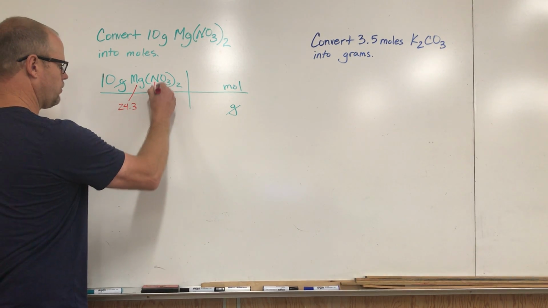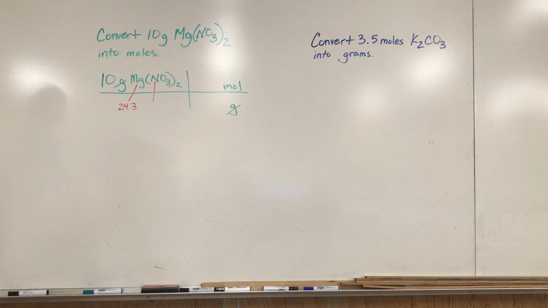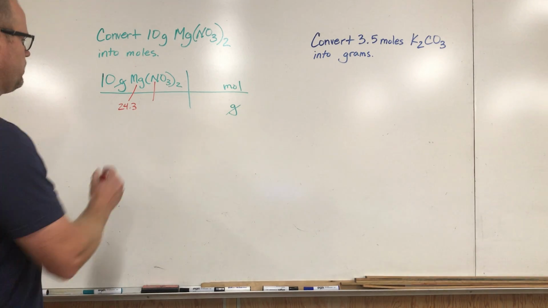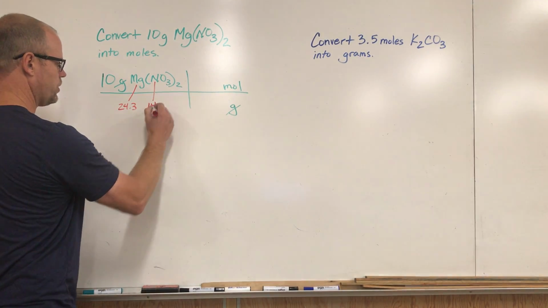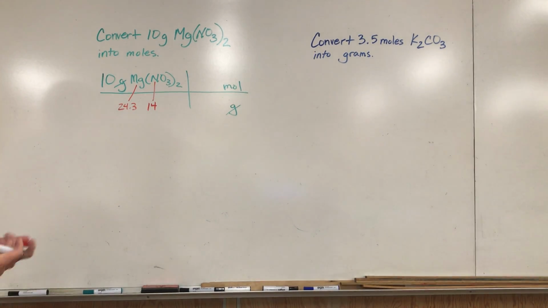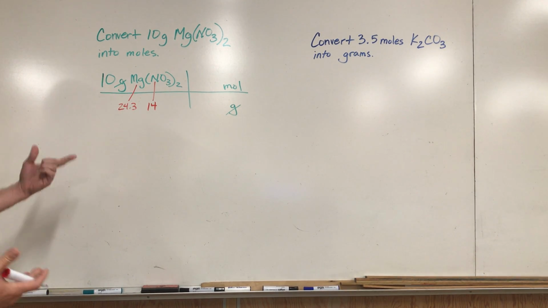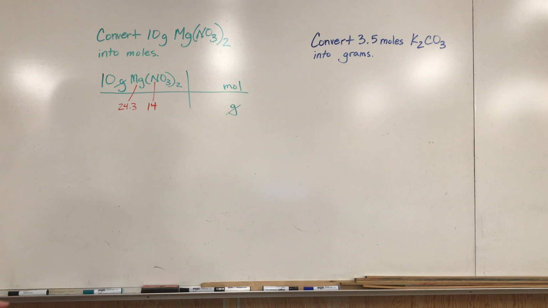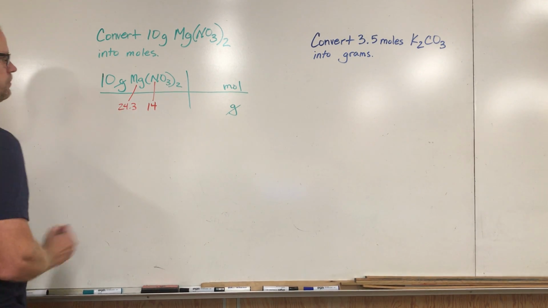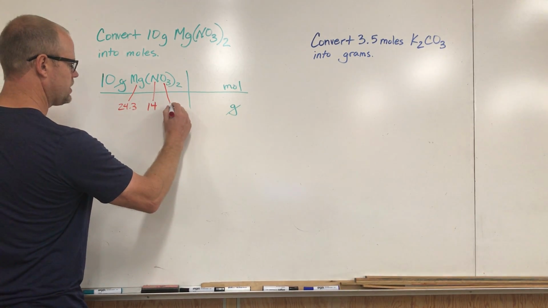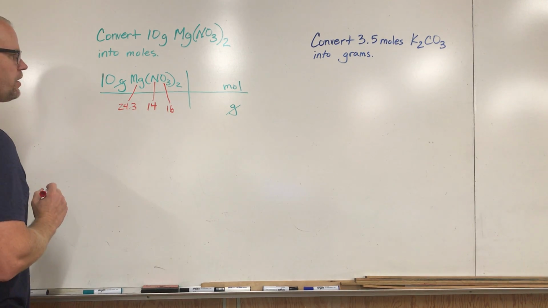Nitrogen, okay, if we look up nitrogen, nitrogen says 14.007. To me, that's really close to 14. If it's right next to a whole number, I'm going to round it to the nearest whole number. If the decimal's kind of in between two whole numbers, I'm going to leave it alone and at least go to the first place after the decimal. Oxygen is 16.